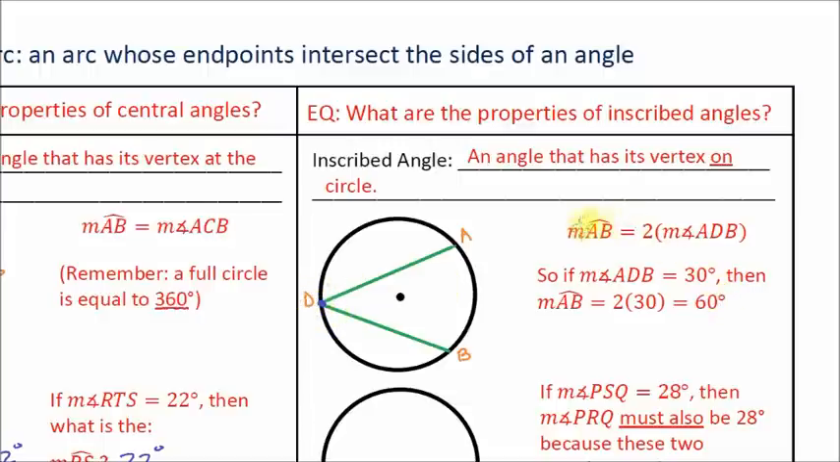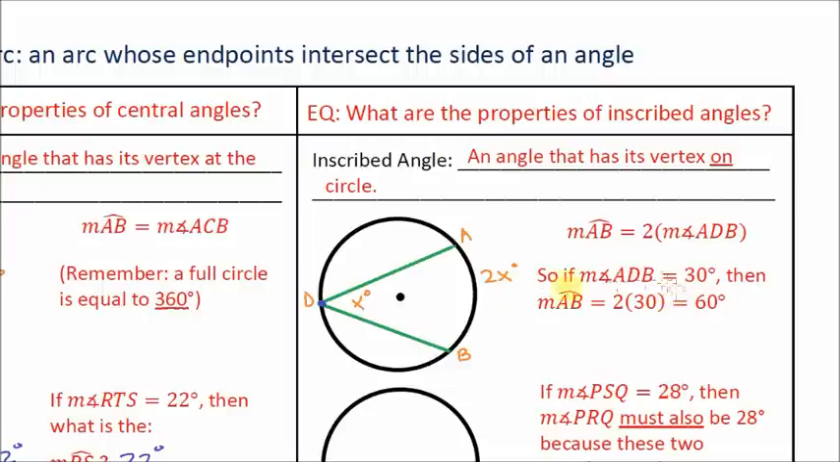And here's our relationship. It's different from a central angle. The measure of arc AB is twice as big as the measure of angle ADB. So if I know that angle ADB is x degrees, then I know that the measure of arc AB is 2 times x degrees. It's twice as big. So in this example, if the measure of ADB was 30 degrees, then we know that the measure of AB is 2 times 30, or 60 degrees.